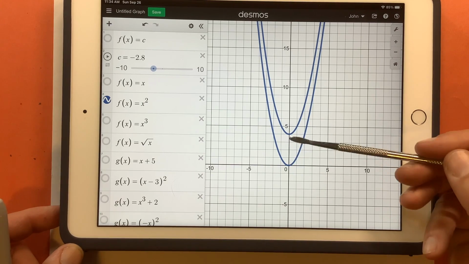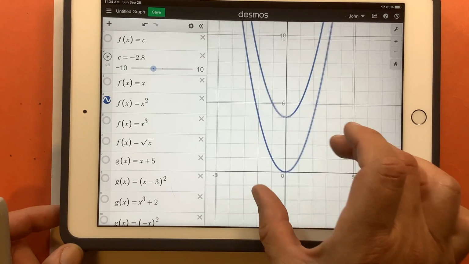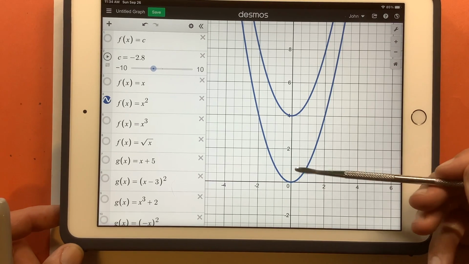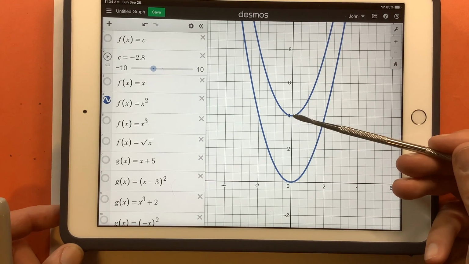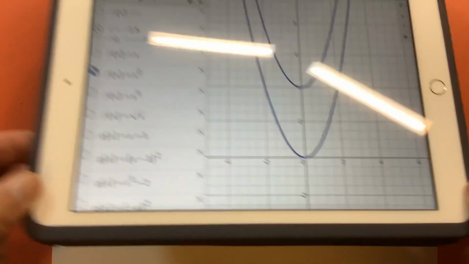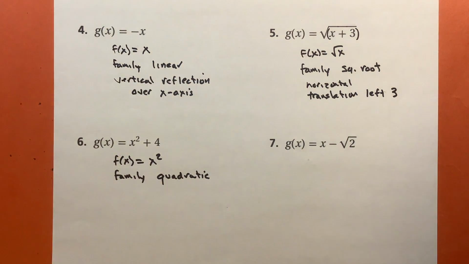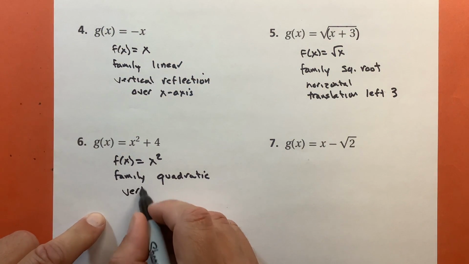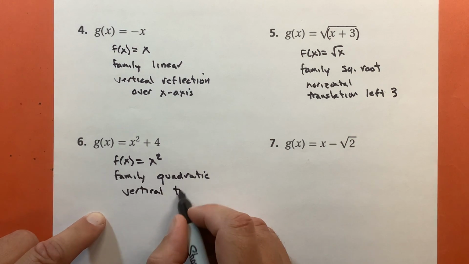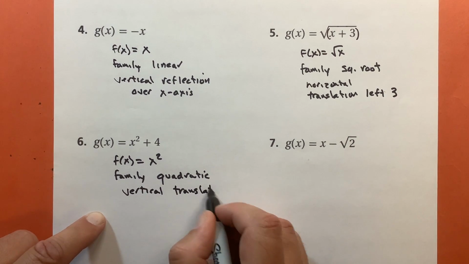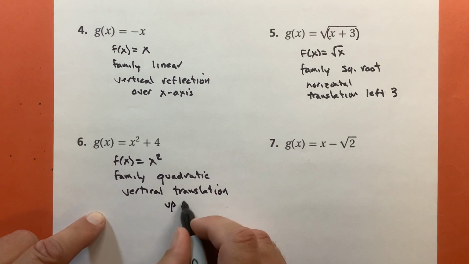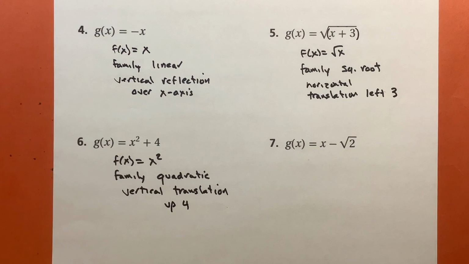I'm going to go from this one here that goes to the origin to up here. Looks like I moved everything up 4 spaces. Let's zoom in and count. So this goes 1, 2, 3, 4. Yep, right there at 4. So I'm going to call this one a vertical translation up 4 units. And remember, the rule is if you don't see parentheses, it is a vertical change. I don't see any parentheses in number 6, so it looks vertical.